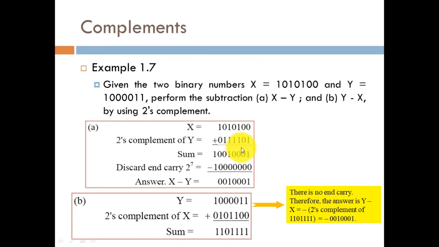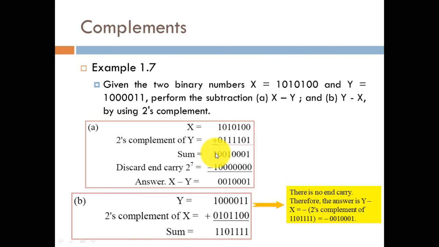When we perform this summation, we get 1 plus 0 is 1, 0 plus 0 is 0, 1 plus 1 is 0 carry 1, 1 plus 1 is again 0 carry 1, 1 plus 1 plus 1 is 1 and carry 1, 1 plus 1 is 0 carry 1, 1 plus 1 is 0 carry 1, and we have this carry.